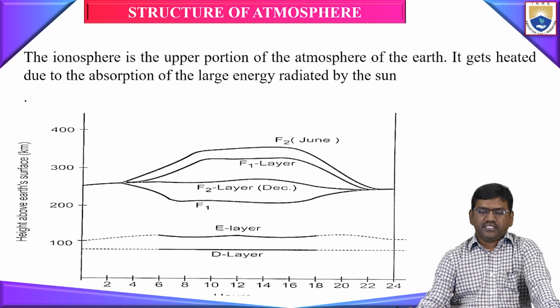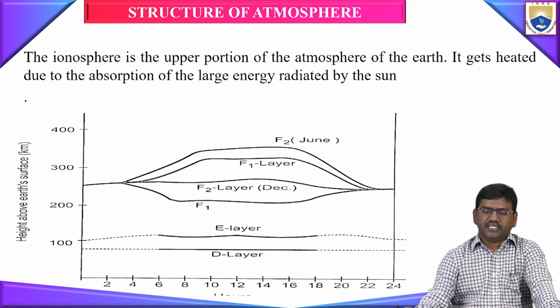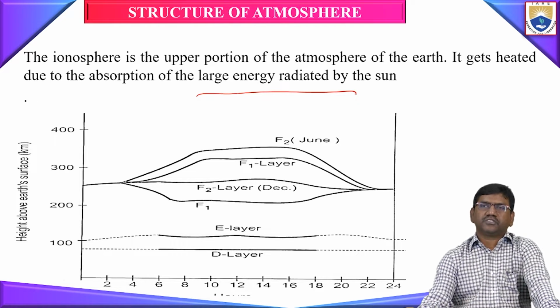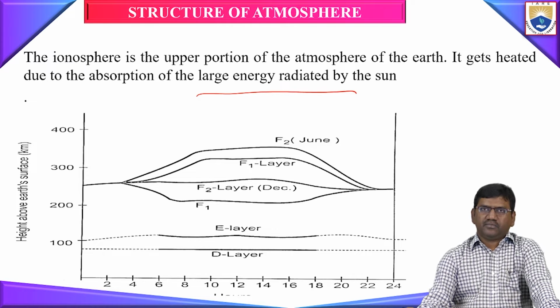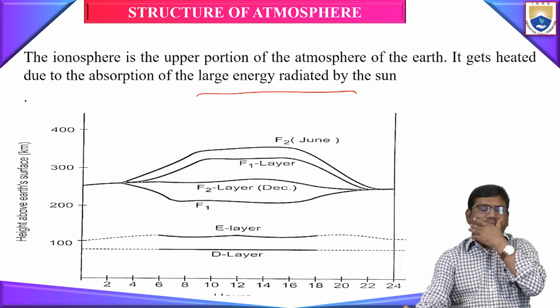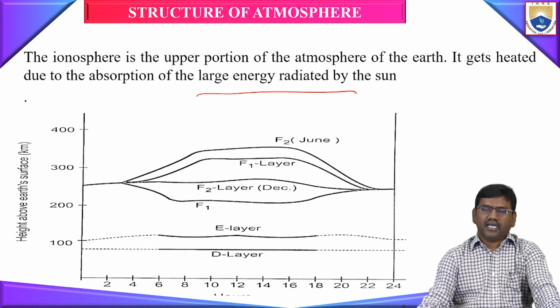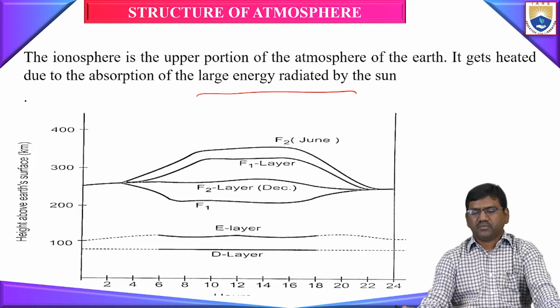Seeing in the figure, the ionization is in the upper portion of the atmosphere of the earth. It gets heated due to the absorption of large energy radiated by the sun. So a large amount of energy falls over the topmost layer. The cosmic rays fall on the atoms, but the atoms are very few in the topmost layer. So the ionization density value will be very low in the topmost layer of the earth.